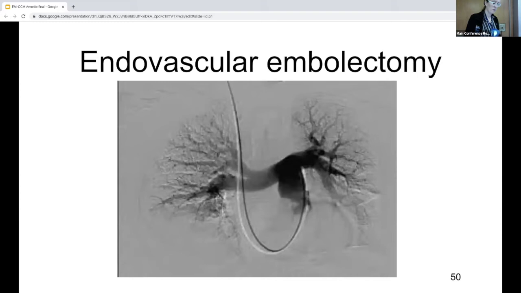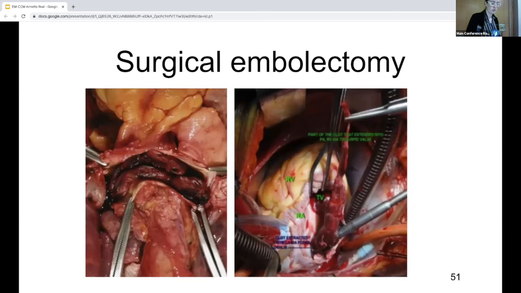Then we have endovascular embolectomy, and again, our next speaker is going to talk about this. And finally, surgical embolectomy.